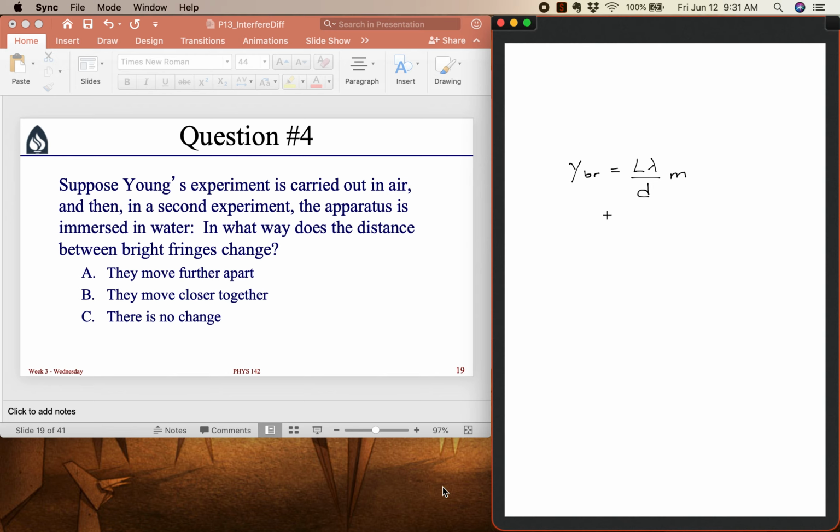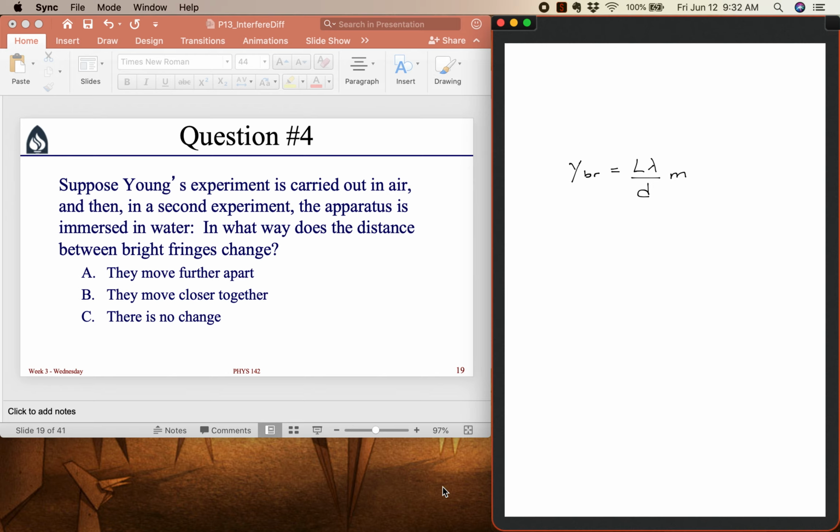So once again, we have our expression here that predicts where the bright fringes appear. And the question we need to ask ourselves is, is anything changing when we take our double slit experiment and immerse it in water? Well, we wouldn't expect the distances to change. So the separation distance of the slits, the distance from the slits to the screen, those things are not going to change.